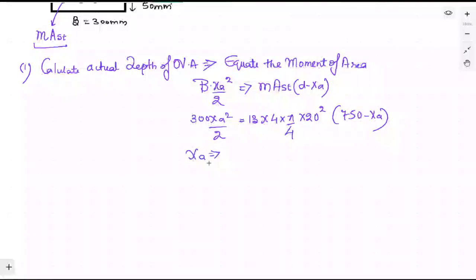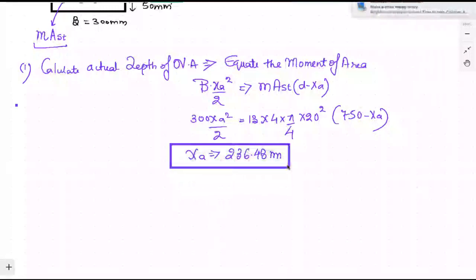XA can be calculated by using the calculator, as the equation formed is a quadratic equation. This will give you the value equal to 236.48 mm. This is the value of XA. It means that the actual depth of neutral axis is this value.